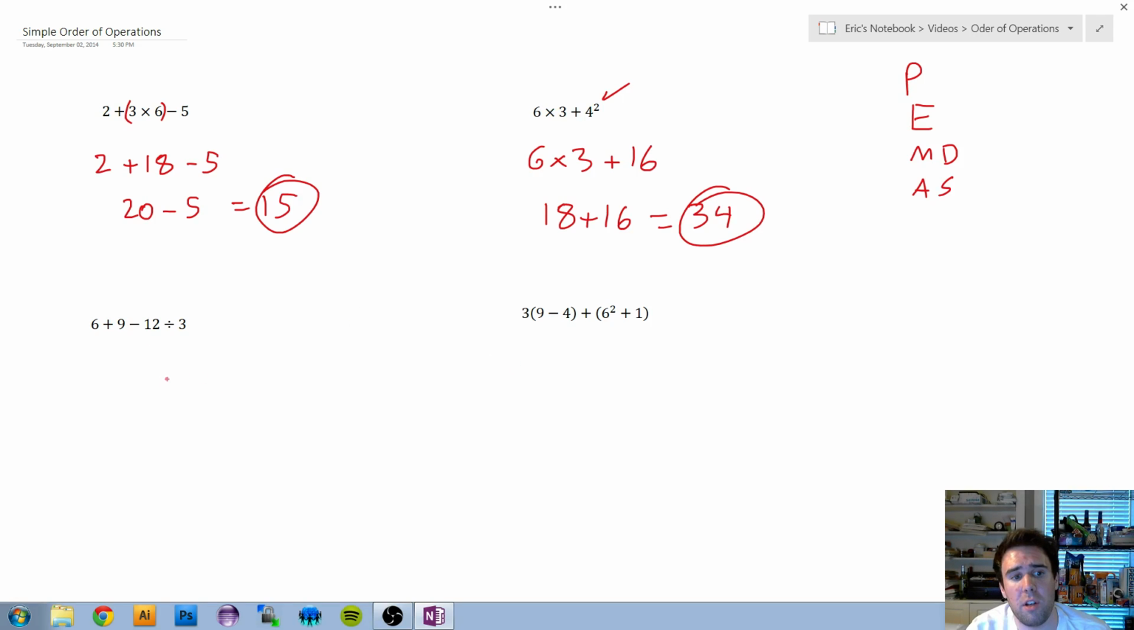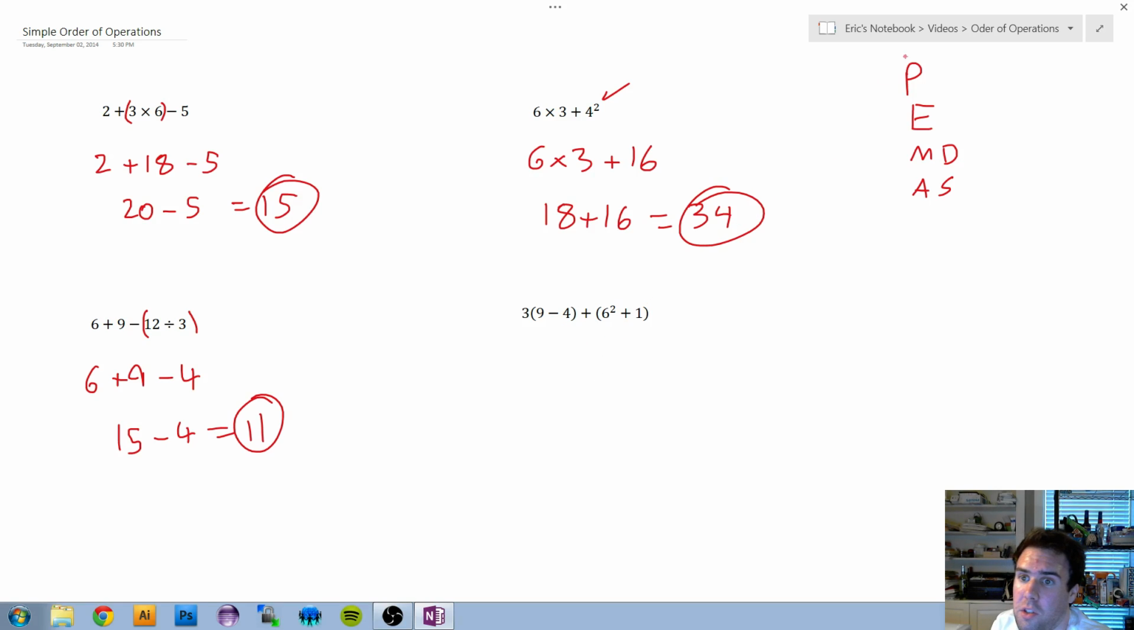Over here in the third example, we have addition, subtraction, division. Division is above addition, subtraction. So I'm going to put those parentheses there just to remind myself. And what is 12 divided by 3? Well, it's 4. We got addition, subtraction, so go left to right. That'll give you 15 minus 4. In other words, it gives you 11.